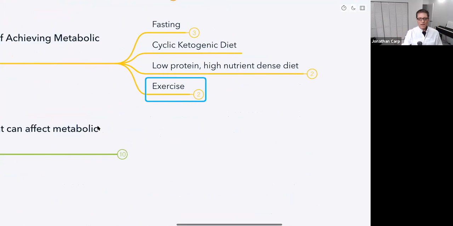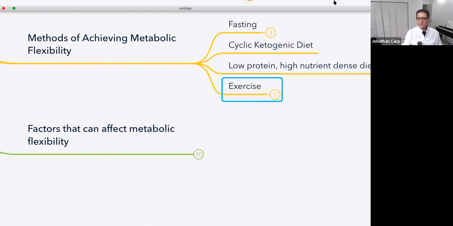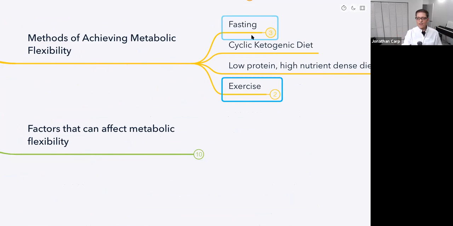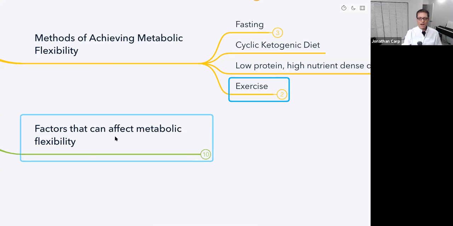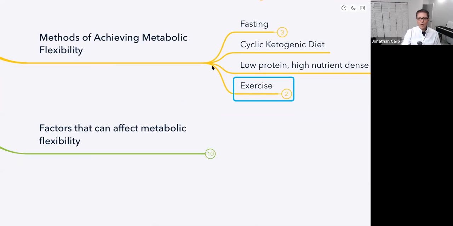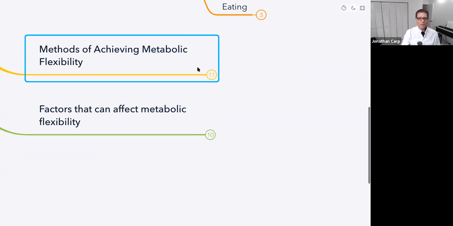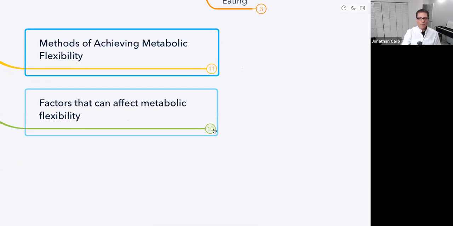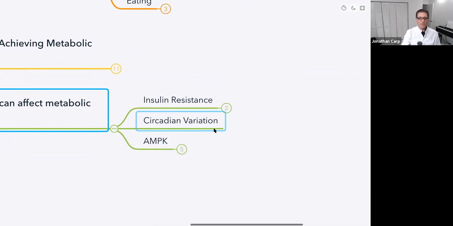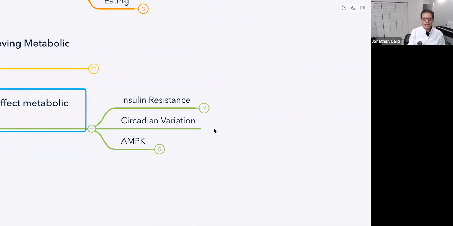Okay. So we're coming up on almost 45 minutes after the hour. And so we'll close tonight with talking about factors that affect metabolic flexibility. But we've actually covered most of them already, but we'll go through them briefly. So we spoke just a little bit about insulin resistance.